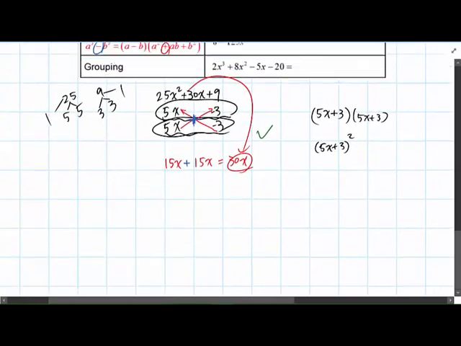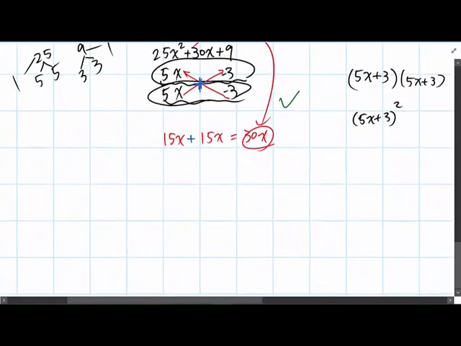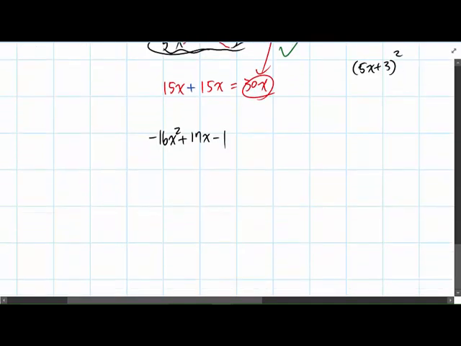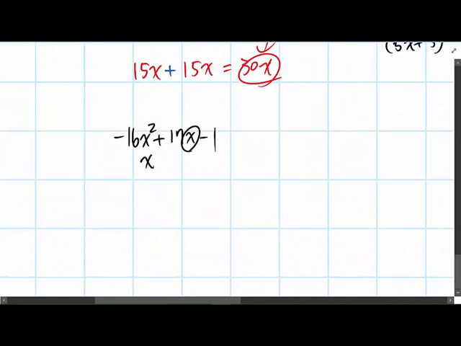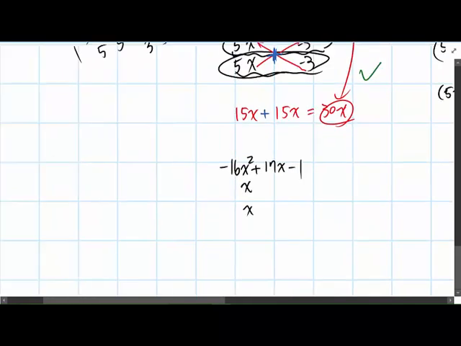So let's say example 16x squared minus 17x plus, then probably just 1. Okay. Actually, negative 16 plus 17x minus 1. So again, what we have to do is put this down here, x and x, and then prime factorize these.